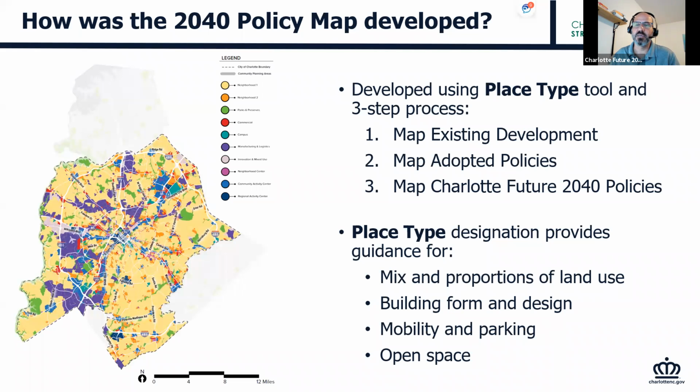In comparison, place types provide guidance for the mix and proportions of land use, building form and design, mobility, and open space. The place types tool was vetted by the community during the development of the comprehensive plan. This mapping process will focus on where to assign those place types throughout the community. Using the new place types tool, the draft Charlotte Future 2040 policy map was developed following 3 steps. So due to time, I'll talk about these 3 steps as we review the draft 2040 policy map recommendation in this geography.